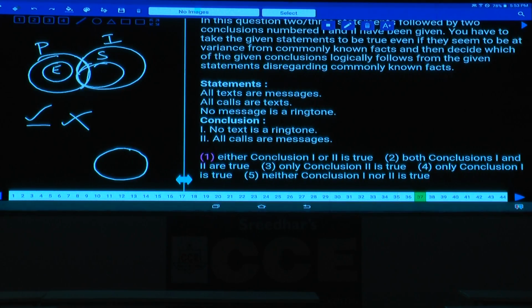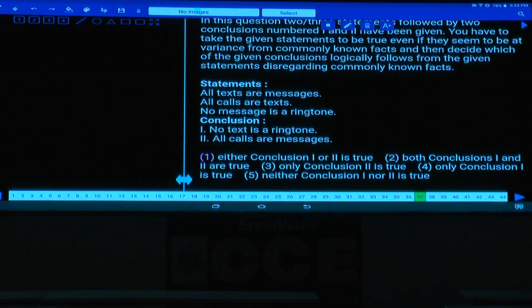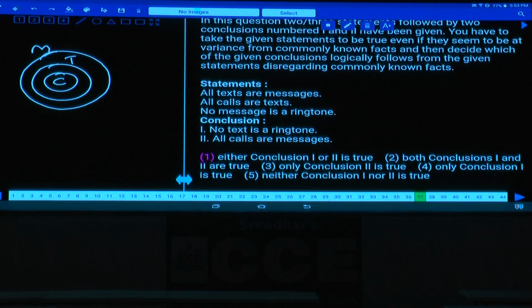Now question number 37. All text are messages. All calls are text. All text are messages. Next one, no message is a ringtone. Now this ringtone should not intersect with any one of these 3 circles. No text is a ringtone, definitely true. All calls are messages, definitely true.